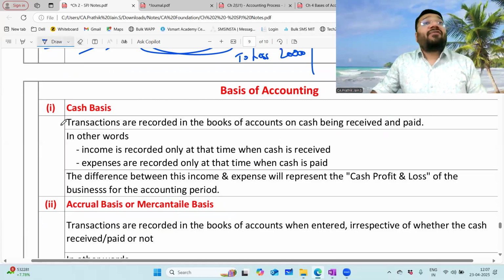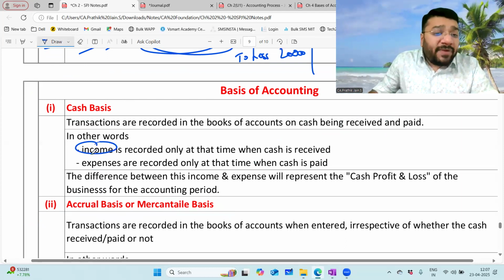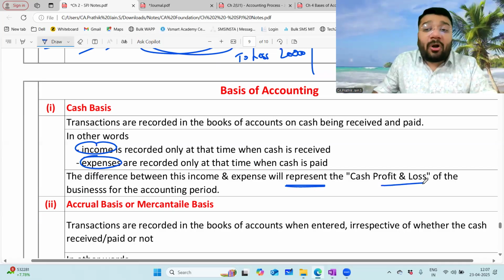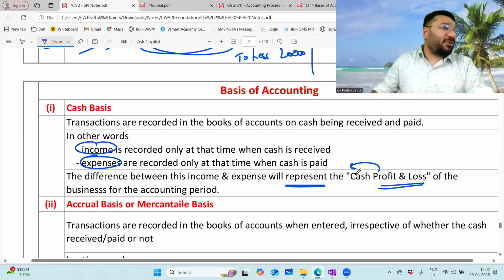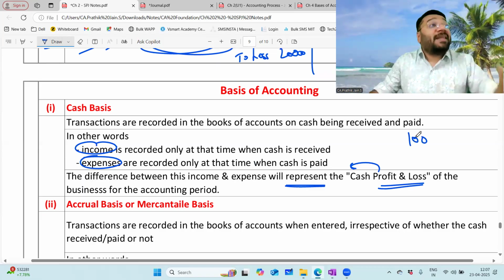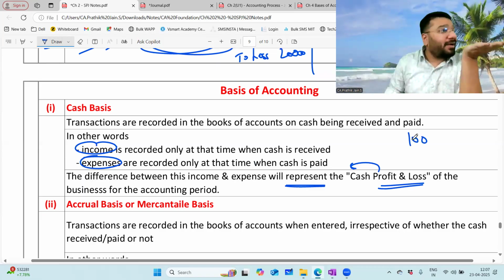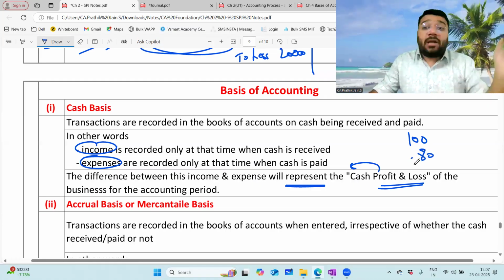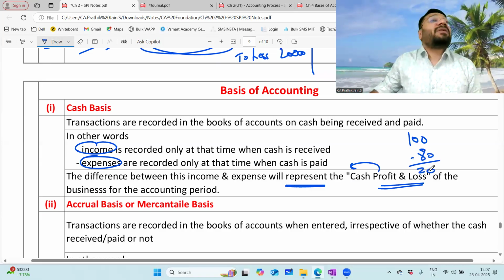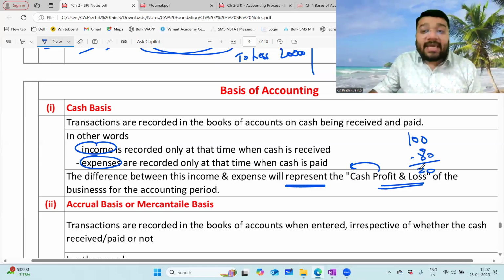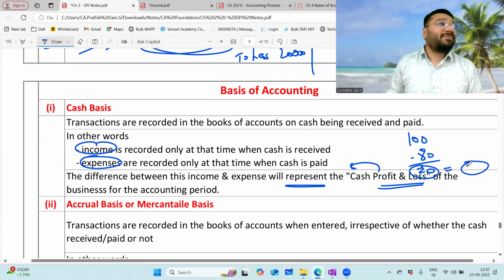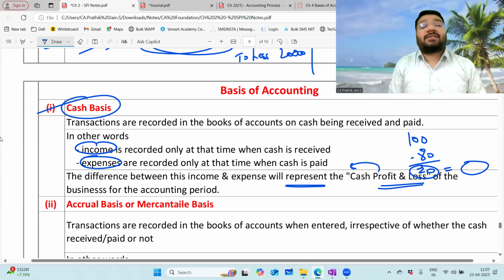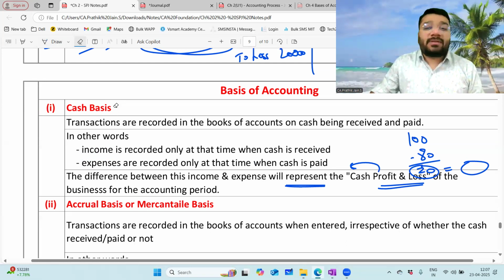If you are doing accounting on cash basis, the difference between income and expenses will represent the profit or loss, which is cash profit or cash loss. So 100 rupees I record as income when I receive the money. Cash in hand, how much? 100. Of that, 80 rupees I have paid, which is when I record my expense. So 80 rupees has gone out. How much is the balance money in hand? 20 rupees. So what is your profit? 20 rupees. So in this case, your cash in hand will always be equal to your profit, if you're accounting on cash basis. Any problem in this?